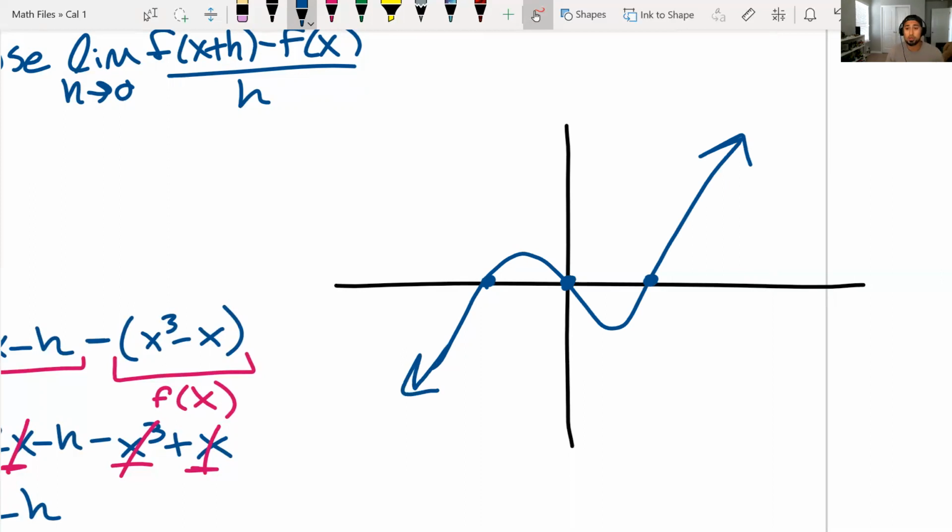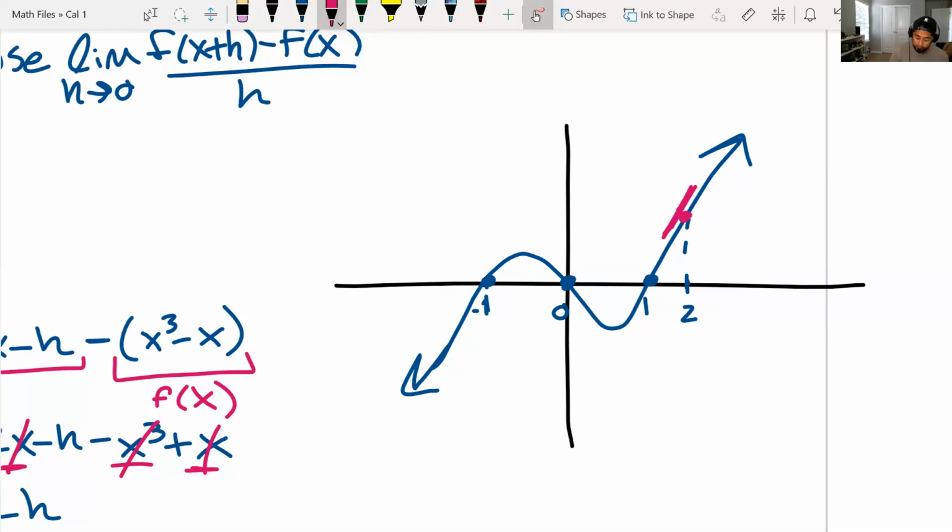Okay, so what this is saying is that the derivative of 3x squared minus 1 can find the slope at any given point, right? So let's say this is 1, this is 0, this is -1, and this is 1. Let's say that when x is 2, we want to know the exact slope at this point, right?